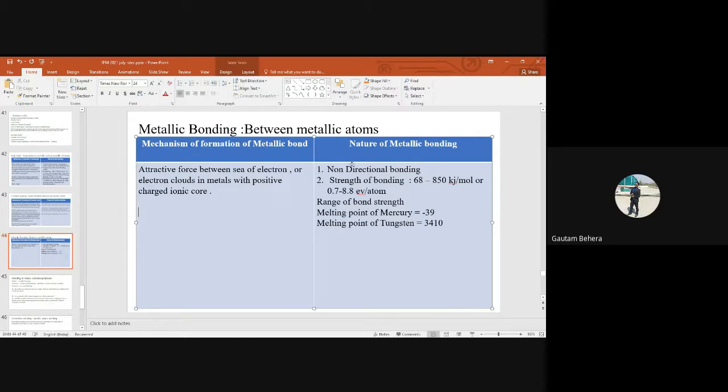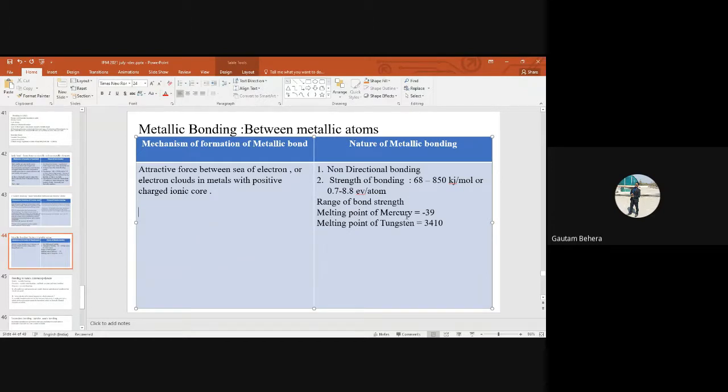And the interesting nature of metallic bonding is that it is non-directional, because this electron cloud or electron sea is free to move. They can form a bond with any atoms, right? So they are non-directional. You can see the strength of bonding is 68 to 850. That is variable, very low and very high also, but not like ionic bonding. They have a range of bond strength.